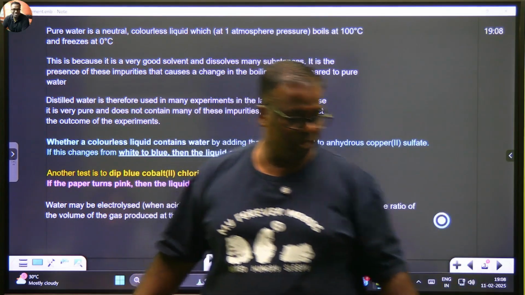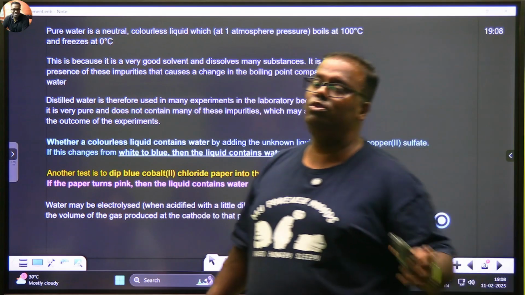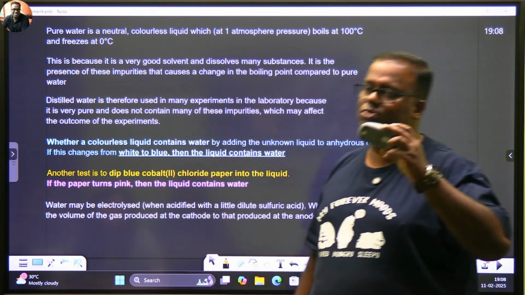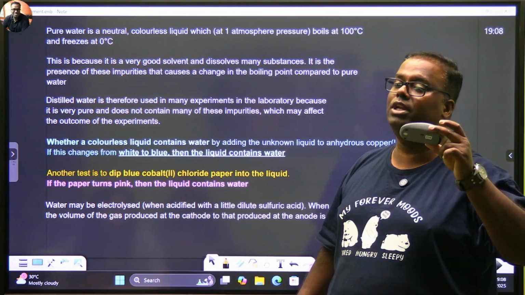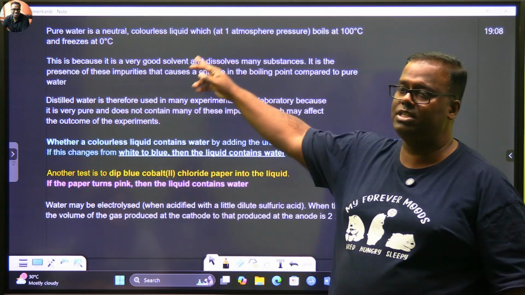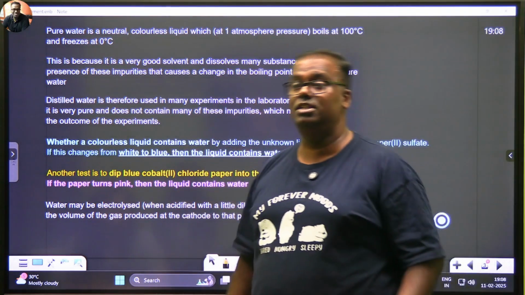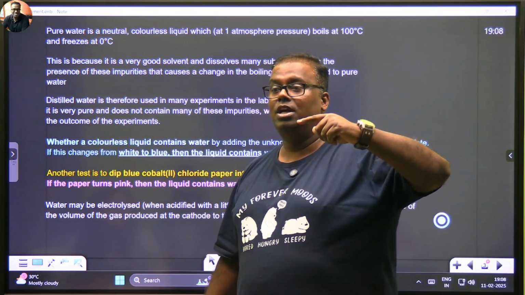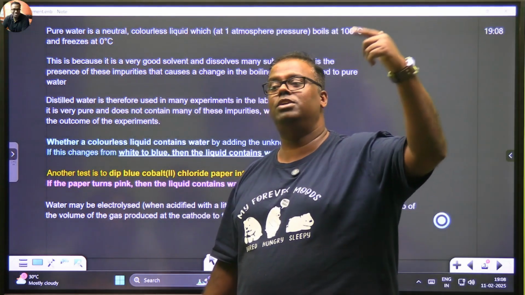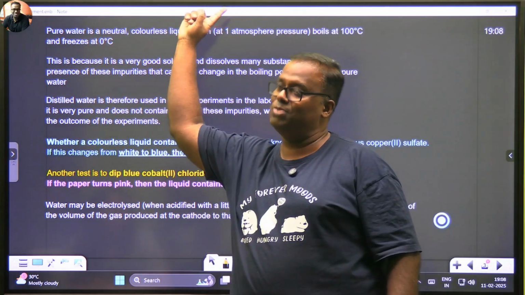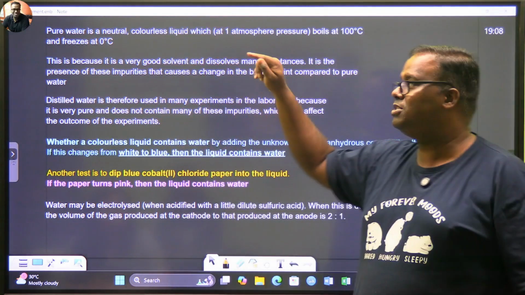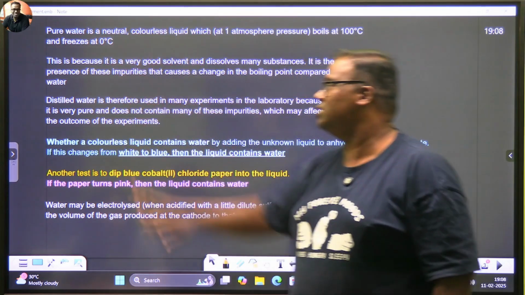So if I give you a sample of pure water, how do you find that it is pure water? If the pressure is 1 atmosphere, then this water should boil at 100 degrees centigrade and should freeze at 0 degree centigrade. Why? Again, remember what is boiling? Boiling is the temperature at which 100% of liquid converts into 100% gas at constant pressure. So boiling is a constant pressure process. Freezing is also a constant pressure process, right?